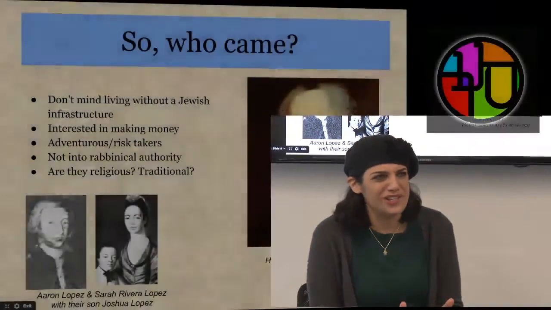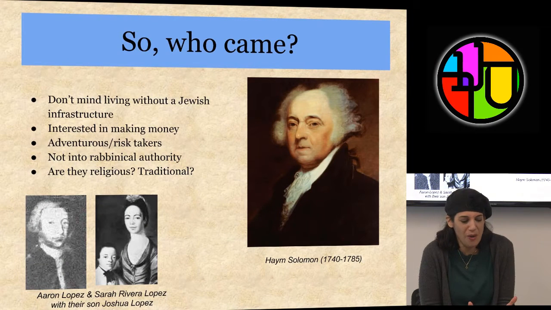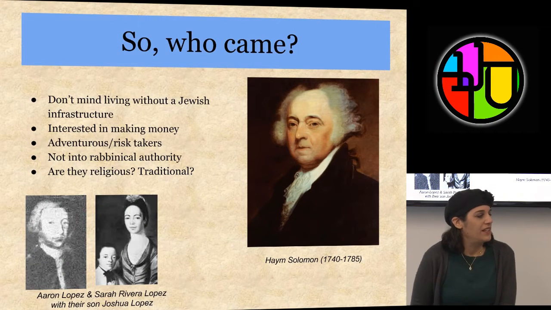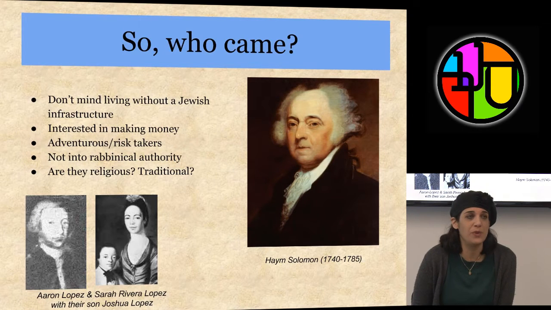Okay, so who were these people who came? Because you gotta wonder, right? Why is Rebecca Samuels in America? Why would she come? The type of people who came were the kinds of people who don't mind living without a Jewish infrastructure, right? These are people who are going to work it out if they're in a place where there's no Sefer Torah. They'll be okay if there's no mikvah. They're not going to be so worried if there's no kosher butcher.